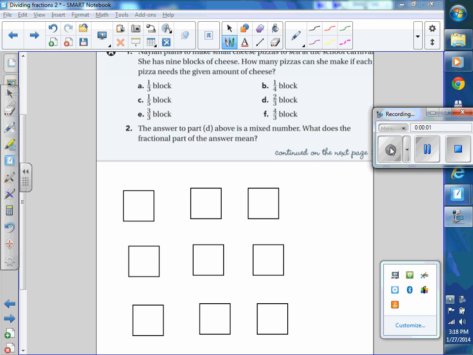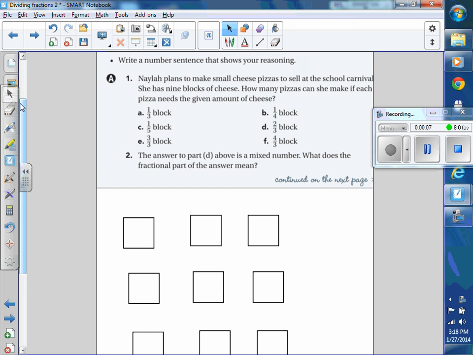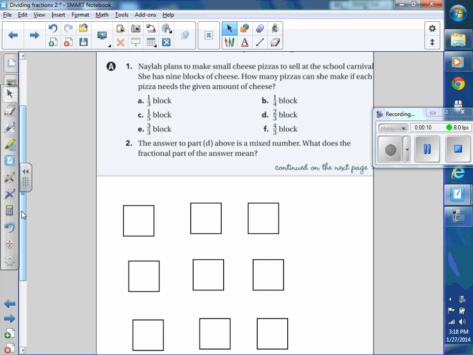To make pizza out of my 9 blocks of cheese, like this problem tells me to do, I could draw a picture, but I'm not going to draw a picture of everything. I am going to start with a picture. If my pizza needs a third of a block of cheese, then out of 1 block of cheese, how many pizzas could I make? 3, right? If this is a block of cheese, I have to use a third of a block for a pizza. I can make 3 pizzas here.